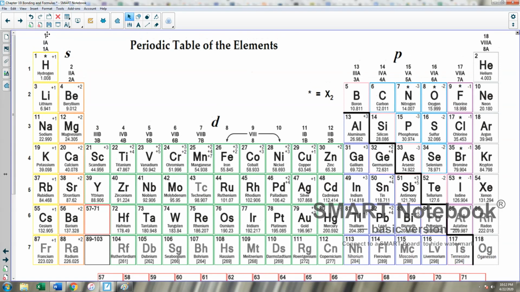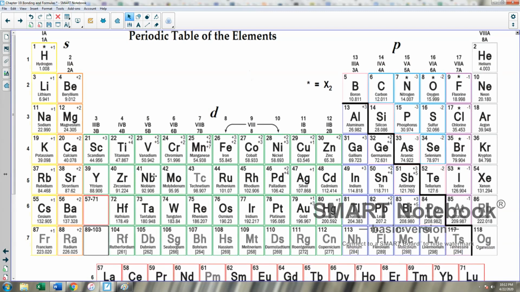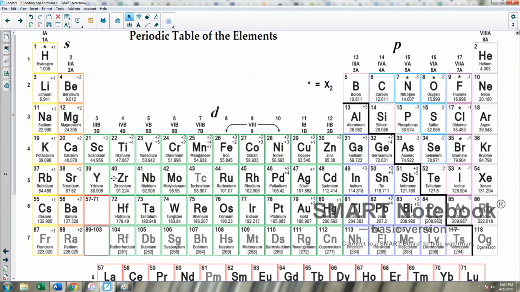I'll just scroll up. So 1, 2, 3, 4, 5. So the group numbers, and it has the period numbers on there. There's lots of really helpful information on there. But the big thing that you'll be using for this class are the charges.